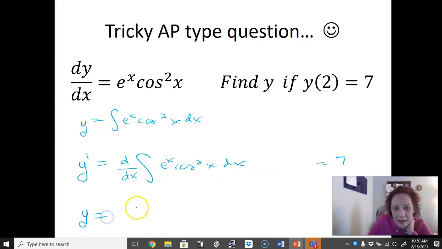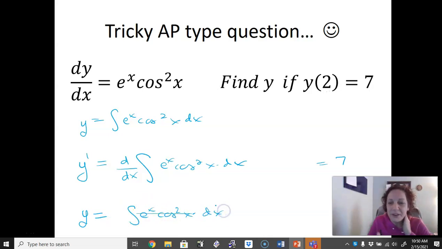They say, all right, here's what I'm going to do. I'm going to define y as the integral of e to the x cosine squared x, but very specifically, I'm going to put limits on this integration. I'm going to have them go from 2, which is the number I happen to know, up to x. So when you take the derivative of this, it's just going to be e to the x cosine squared x, right? Because when I take the derivative of this integral, it's going to plug in your upper limit, chain rule, plug in your lower limit, chain rule. Because it's just a constant up to x, if I take the derivative of this integral, it's just going to come out to e to the x cosine squared x.